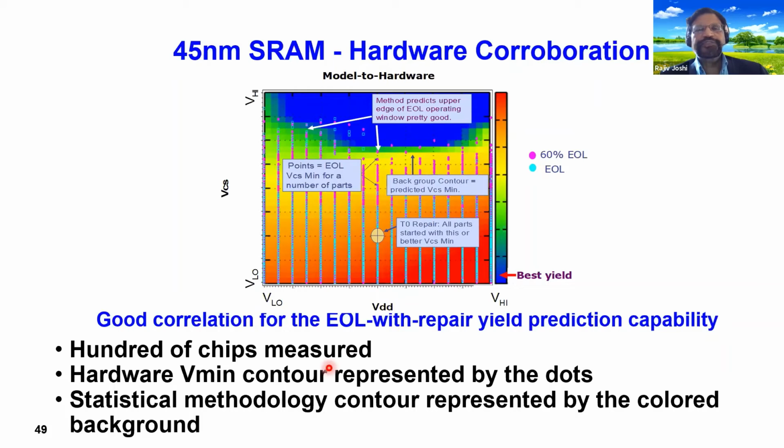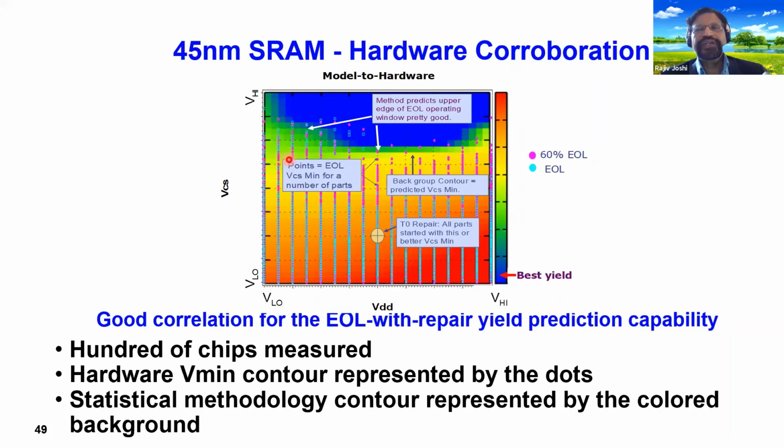So hundreds of chips were measured. And what you see here is the VCS and VDD. Okay, so this is the best, okay? The blue line, the blue contour that you see, are the best yield, and the gradation goes from best to worst, okay? That is VCS as a function of VDD, and these are the contours that represent the statistical method that I described to you.